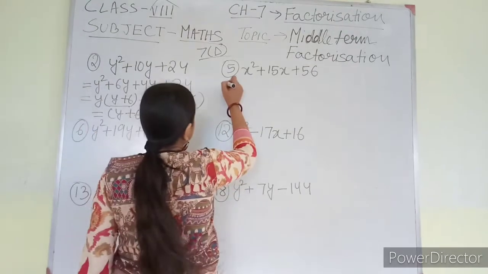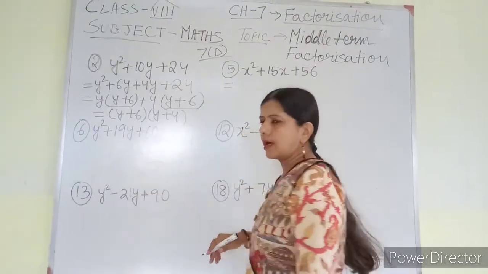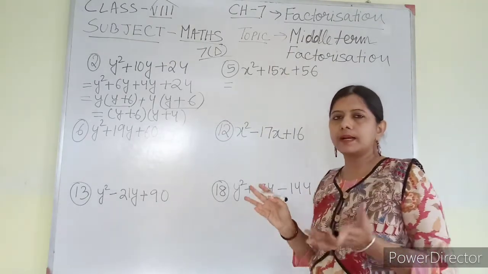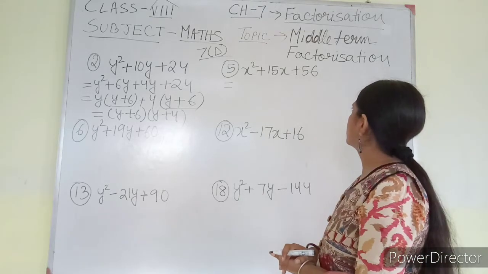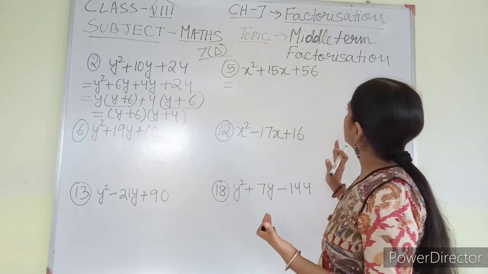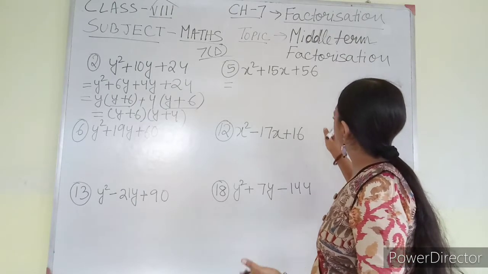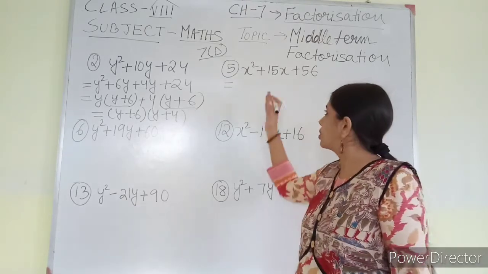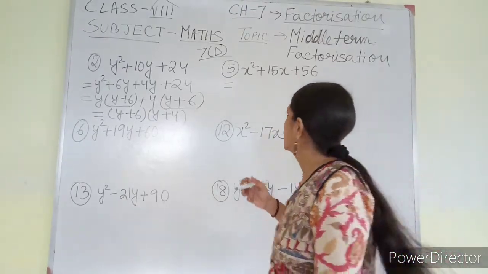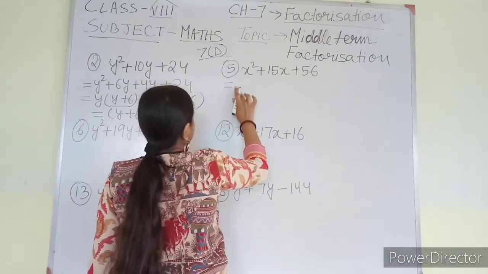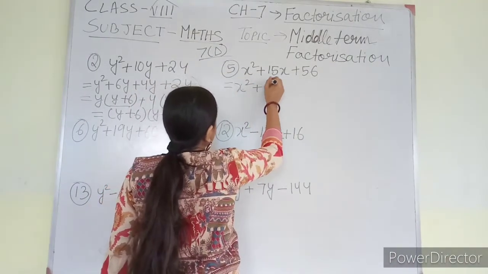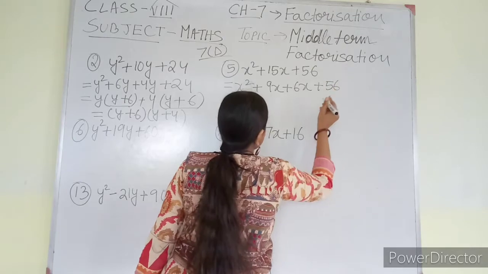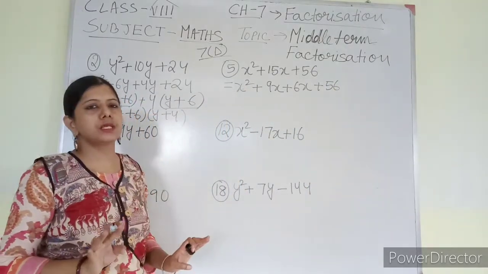Similarly, I will do this one. 56. How can you divide 56 in two ways so that you get 15 by adding? 9 into 6 is 56 and 9 plus 6 is 15. So I will take 9 and 6. So x square plus 9x plus 6x plus 56, where 56 is 9 into 6.